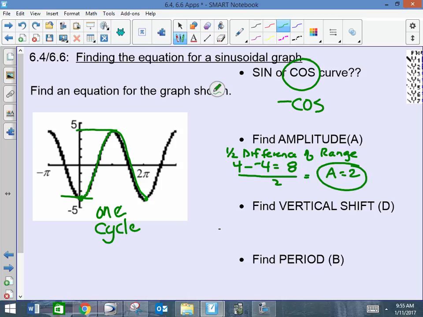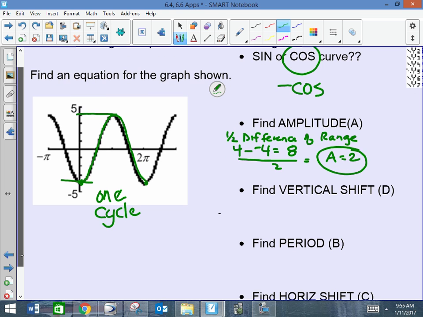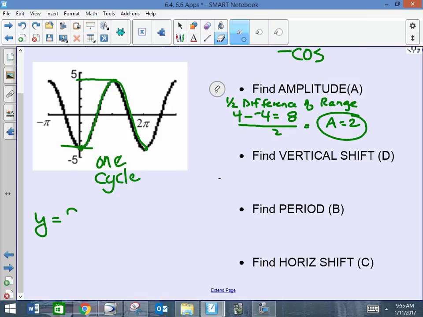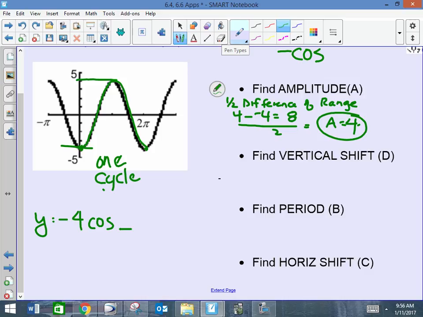My A is 4. So far, we have y equals -4 cosine. Wow. Okay, so far so good. We're ready for B.